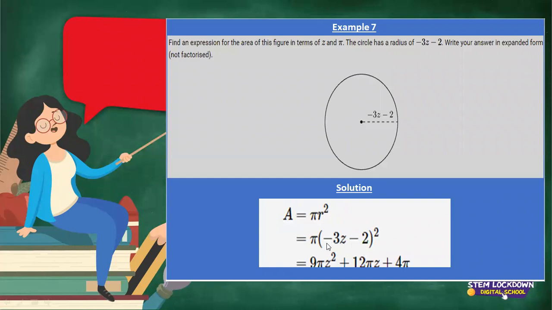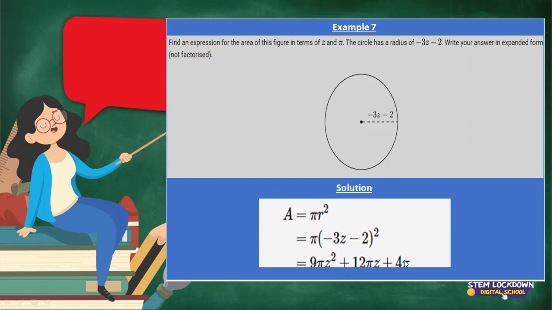So then what do we do? We need to open up this, we need to expand this. Minus 3z minus 2 into minus 3z minus 2. That will give us minus 3z times minus 3z, which gives positive 9z squared. Then negative 6z, then minus 6z again, giving 12z, plus 4. Then multiply it all by pi. So we're going to have 9 pi z squared plus 12 pi z plus 4 pi.